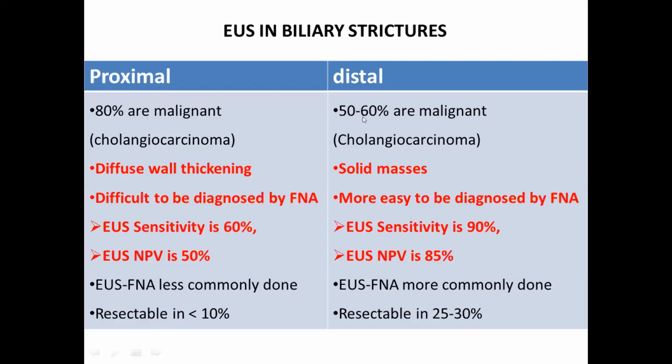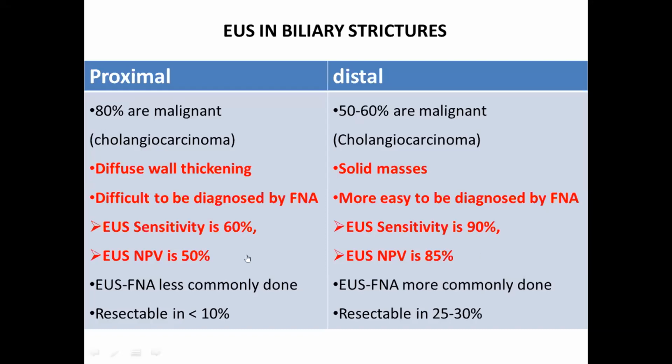50 to 60% of these strictures are malignant, distal cholangiocarcinoma, and it is usually in the form of solid masses. So it is easier to diagnose by fine needle aspiration. The EUS sensitivity here is about 90%, and the negative predictive value is about 85%.